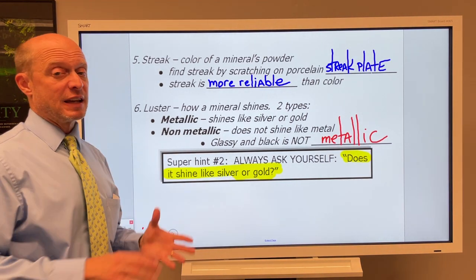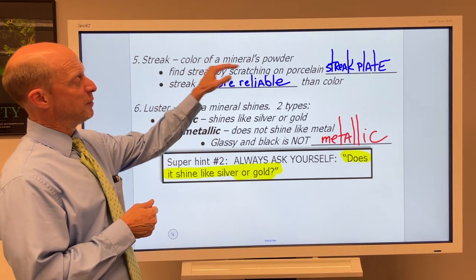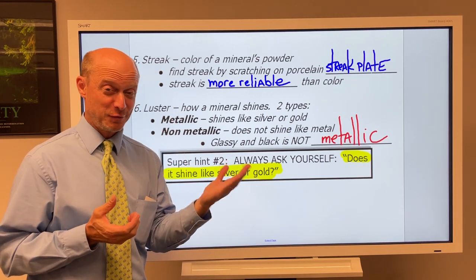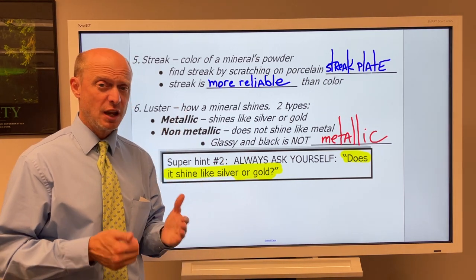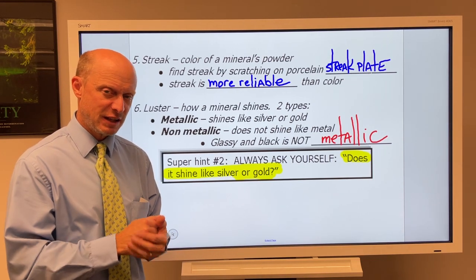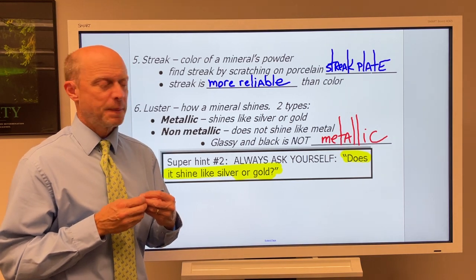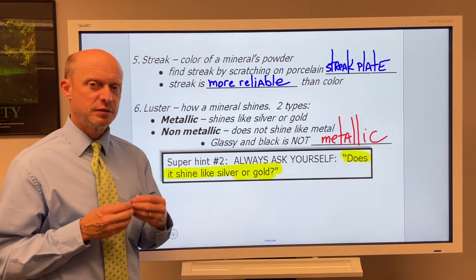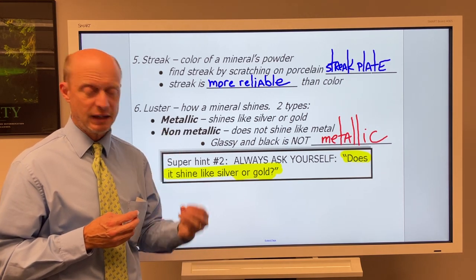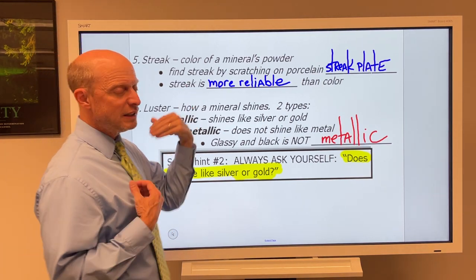Okay, 5, streak. I can't really do streak right now, so I don't have a good picture of it or anything, but the color of a mineral is powder, okay? So it actually can be different than the actual color of the mineral you hold in your hand, which is pretty crazy. But the powder itself, if you took a hammer and smashed it into a fine powder, that color is always consistent. And we could use that to help determine what mineral it is, because some minerals have very distinct colors of the streak, and we test this in class.